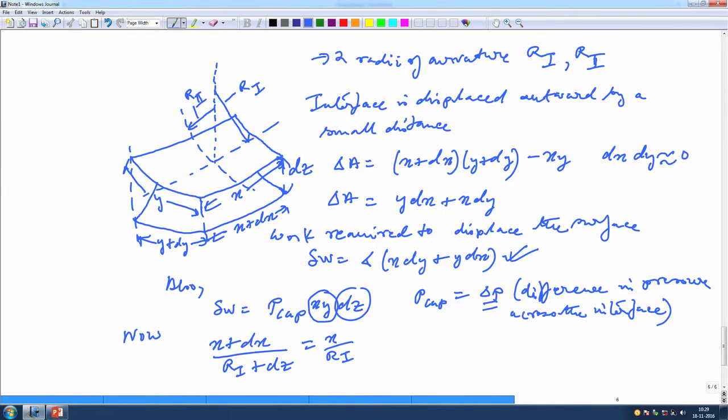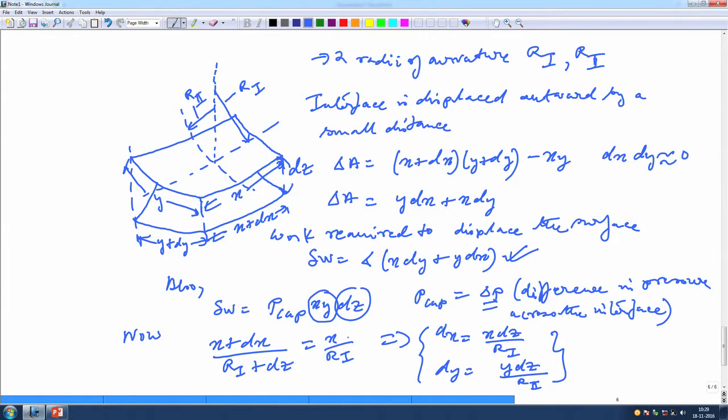Got it? Okay. For infinitesimal displacements, you can look at it from the similar triangle point of view. In this way you can show that dx is nothing but x dz by R1. Similarly, you can do the same thing for R2, not Ri, it is R1 and this is R2. You can show that dy is y dz divided by R2. You can show these two expressions.